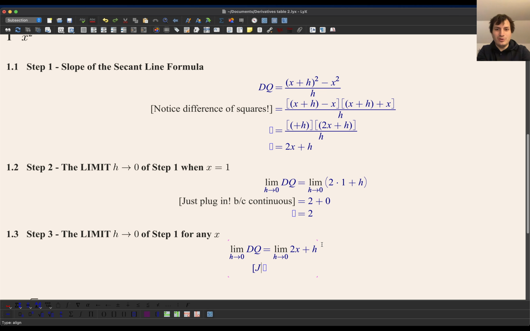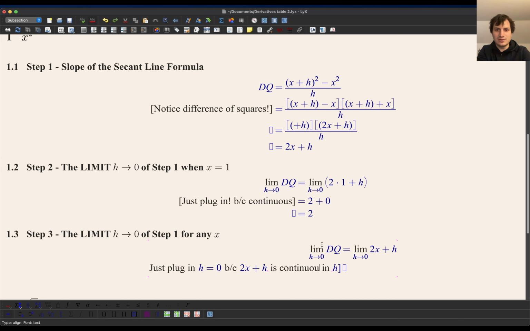So in this case, just like before, we can just plug in because it's continuous. So just plug in h equals 0. That's totally okay because 2x plus h, if you want to be very technical, is continuous in h. So thinking of it as a function of only the h values, it is continuous in the h values. And that's why it's okay to just plug in the value h equals 0. And if you do that, you get 2x plus 0. So wherever we saw an h, we plugged in h equals 0, what the limit was going towards, and we got 2x. Okay, 2x plus 0 is just 2x.